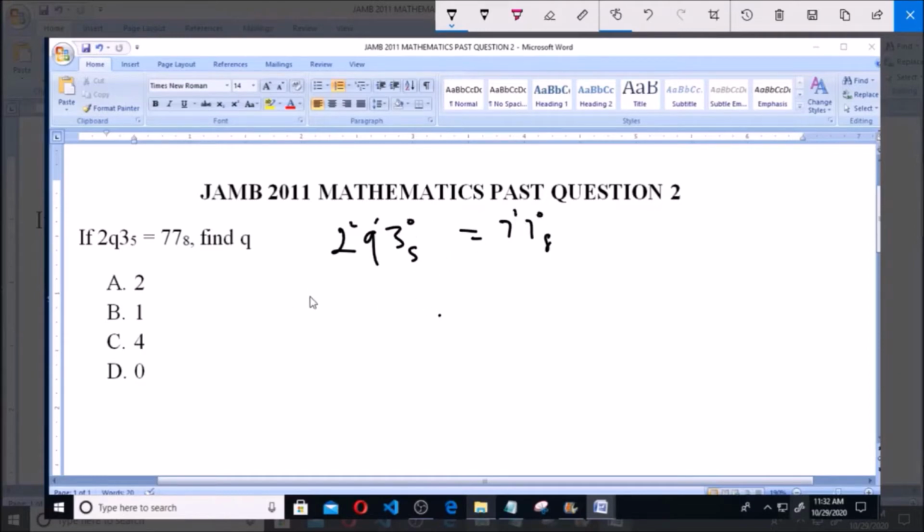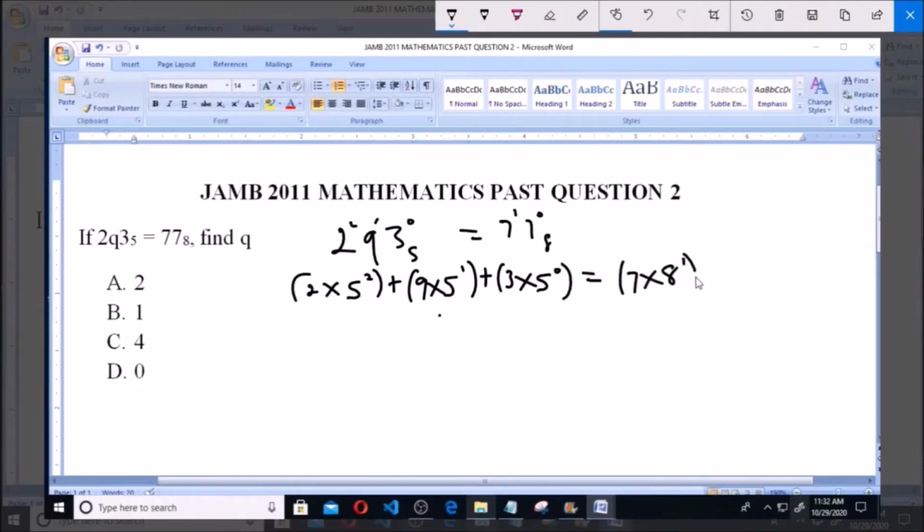So by converting to base 10 we'll have 2 multiplied by, since the base here is 5, raised to the power of 2, plus q multiplied by 5 raised to the power of 1, plus 3 multiplied by 5 raised to the power of 0, equals 7 multiplied by 8 raised to the power of 1 plus 7 multiplied by 8 raised to the power of 0. So here we'll have 2 multiplied by 25 plus q multiplied by 5 plus 3 multiplied by 1.